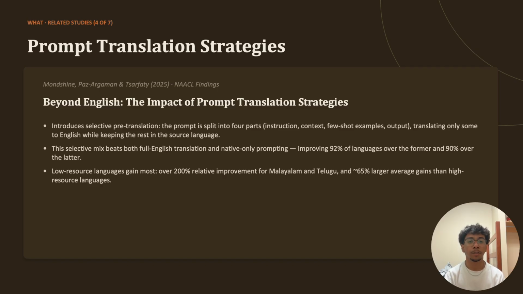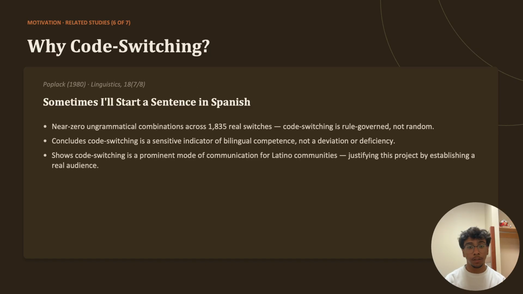This selective mix consistently wins and improves 92% of languages over full English translation and 90% over native-only prompts. This technique works best for low-resource languages, and it also has some impact on higher resource languages, such as Spanish, that we'll be talking about. So the best configuration is task-dependent. Extractive tasks like question answering prefer source language context and output, while generative tasks like summarization do better with English output.